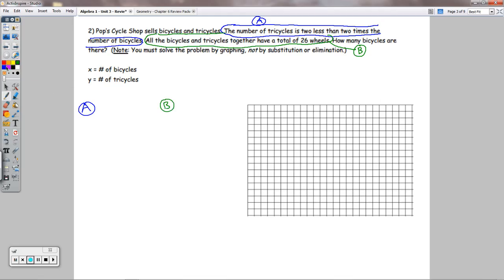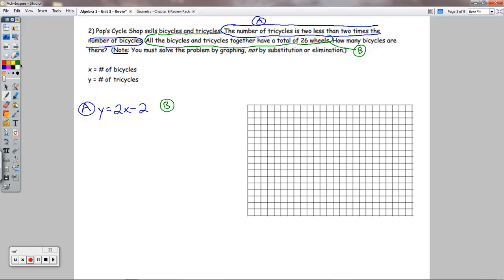And so if I come up with an equation for A, that would be number of tricycles represented by y is equal. So y equals 2 less than 2 times the number of bicycles. 2 less than would be -2, and 2 times the number of bicycles would be 2 times x right there. There's one equation. This is already in slope-intercept form.